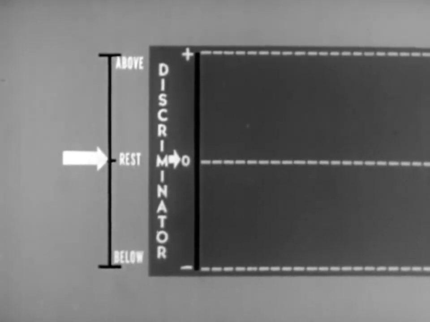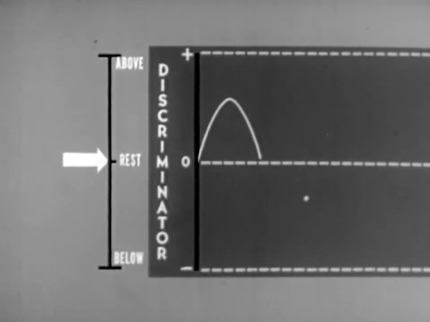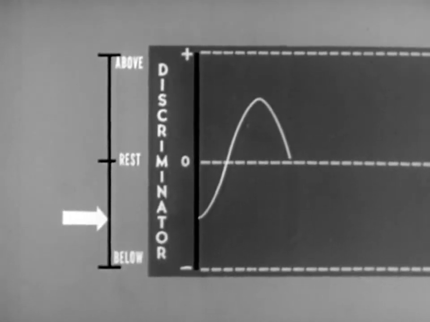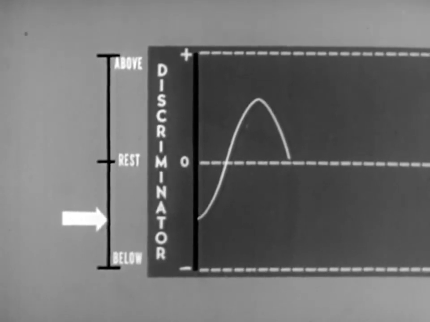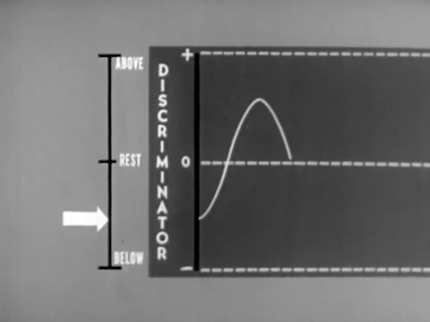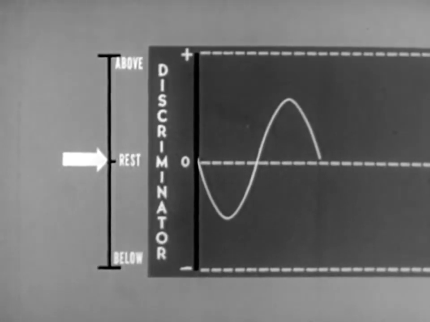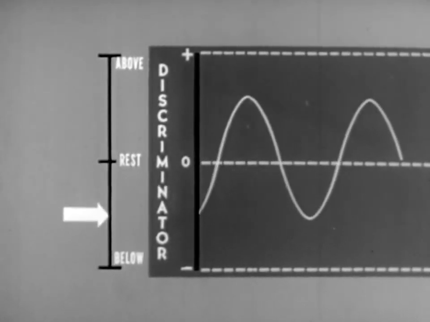For this illustration, when the carrier deviates above rest frequency, the circuitry of the discriminator generates a positive voltage. When the carrier drops back down to rest frequency, the positive voltage gradually diminishes. When the carrier deviates below rest frequency, the discriminator responds with a negative voltage at its output. When the carrier moves back up to rest frequency, the negative voltage diminishes to 0. Now watch the continuous action.